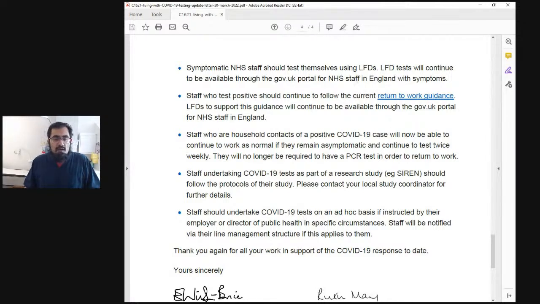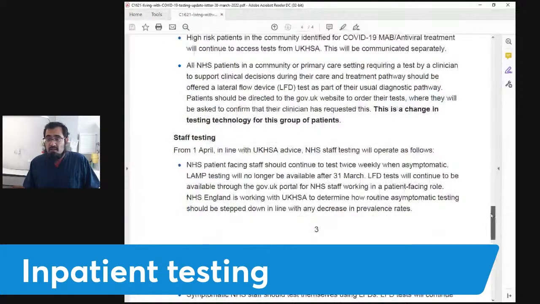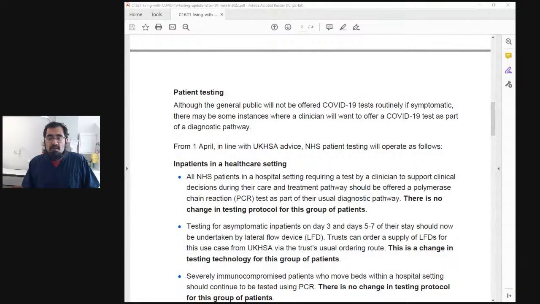So what about other different roles? What about things like inpatient testing and that kind of stuff in hospitals? Well, you have to go back to the top of the document for that, so let's just do that right now. So here we are, patient testing itself. And in this part, it talks about different aspects in terms of inpatient healthcare settings.